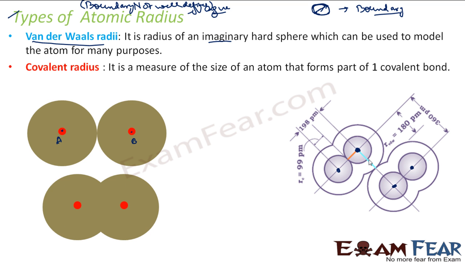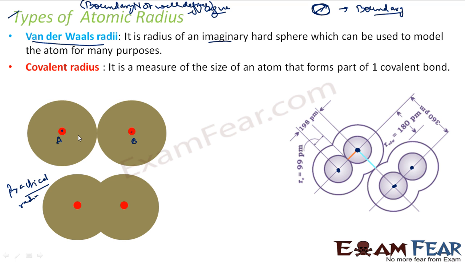Sometimes we also find the covalent radius. In covalent, in most cases the orbitals overlap, right? So instead of this much distance, the atom is actually at this distance. This is actually the most practical radius.